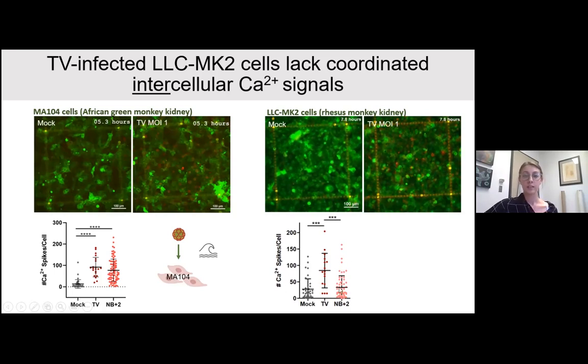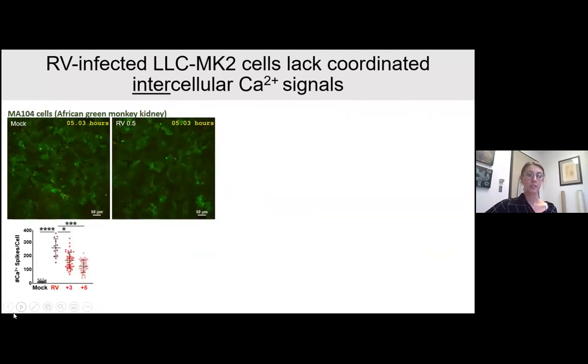Again, looking at this quantitatively, there's no significant difference in the number of calcium spikes between my mock and my neighboring cells, consistent with the idea that Tulane virus infection of LLC MK2 cells does not propagate intercellular calcium waves. So it's really interesting to see this difference between cell lines. We wanted to go back to rotavirus, as our positive control, and see if we would also see the same differences between cell lines.